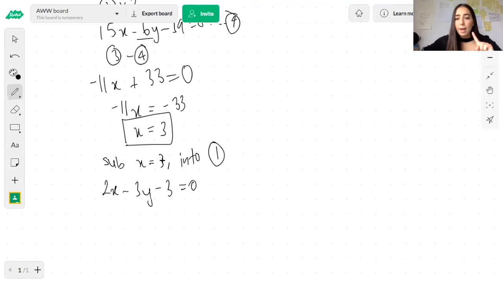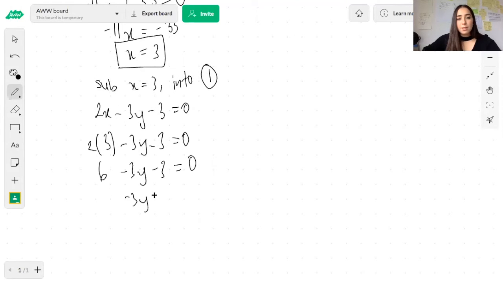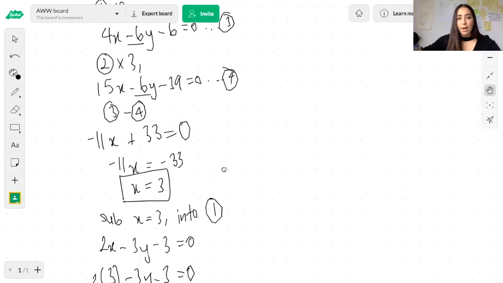We're going to sub x equals 3 into this equation. So we get 2 lots of 3 minus 3y minus 3 equals 0. Now we just simply solve for y. 6 minus 3 is 3. Moving a positive 3 to the other side, and then dividing both sides by negative 3, I get y equals 1. And those are my two solutions. So x equals 3 and y equals 1.